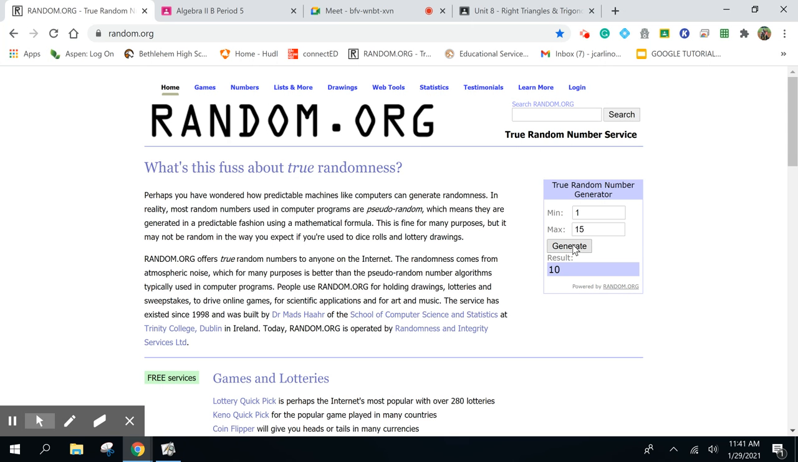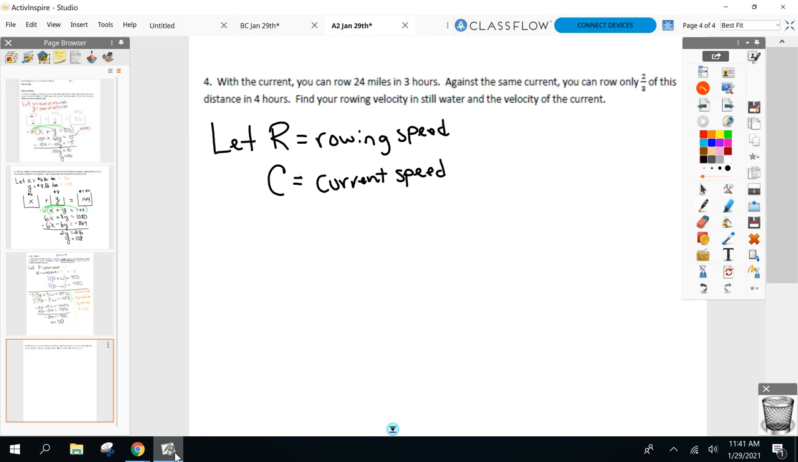Caroline, over to you. When I go with the current, do I add the speeds together or subtract them when I go with it? Add them, right? So ready? R plus C. How many miles am I going, Caroline? 24. In what's the time frame? 3 hours. So I multiply my rate here by 3. Good.